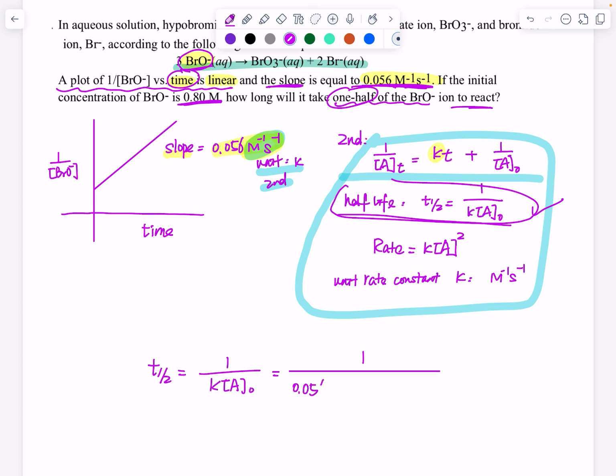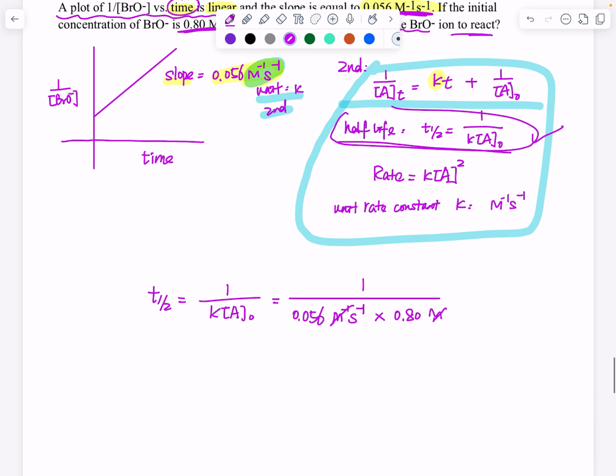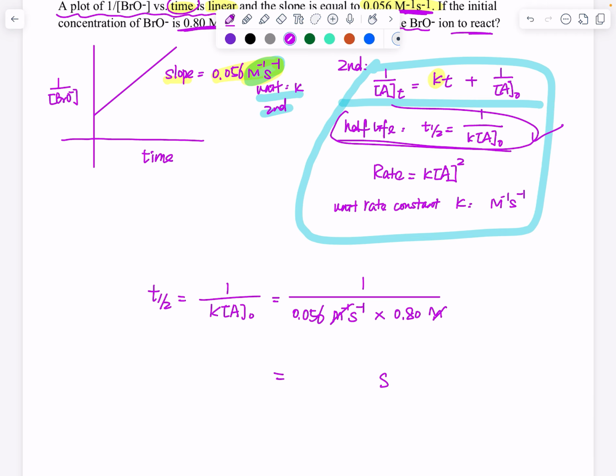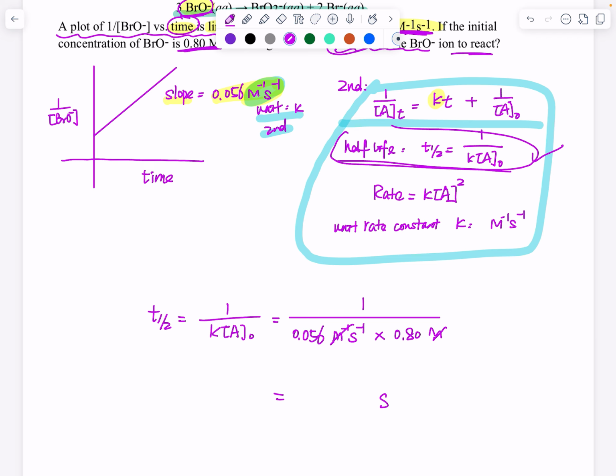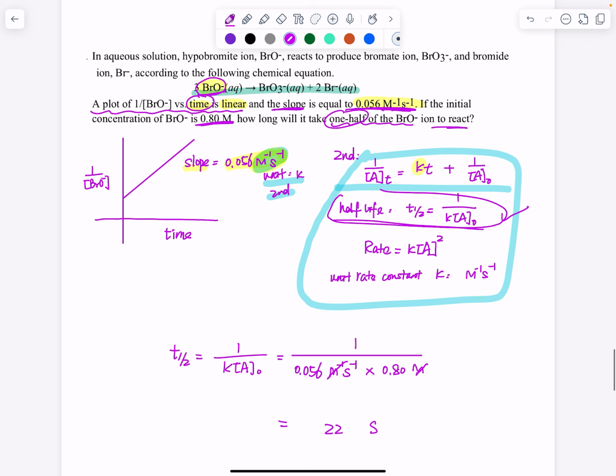So k is already given, 0.056 per molar per second, multiplied by the initial concentration 0.80 molar. It all cancels out. After I calculate, the unit will come out as seconds. Of course, put this into your calculator. Nice and easy, 22 seconds. Okay, so that's it. Another question that seems complicated is actually a very easy question, because we know what's going on, we know our basics, and that's it. And thank you for listening.